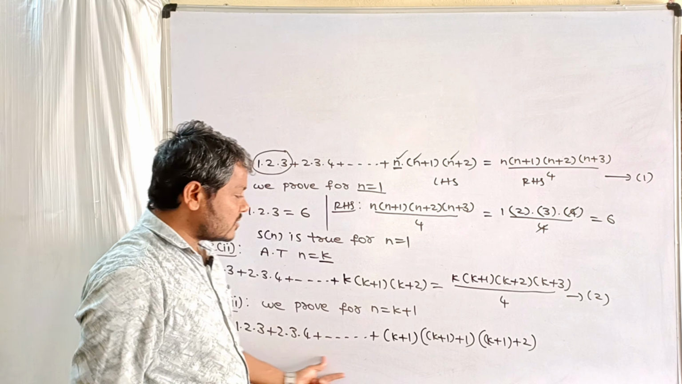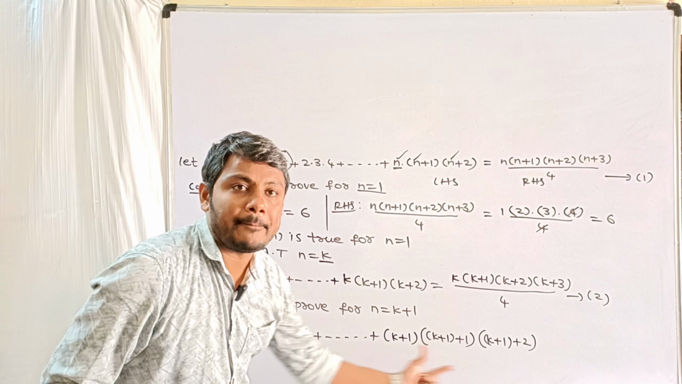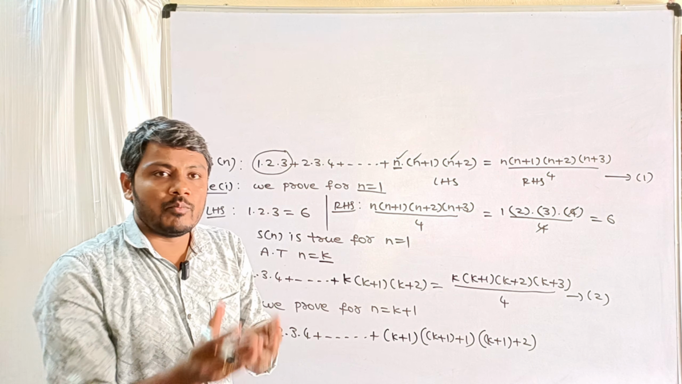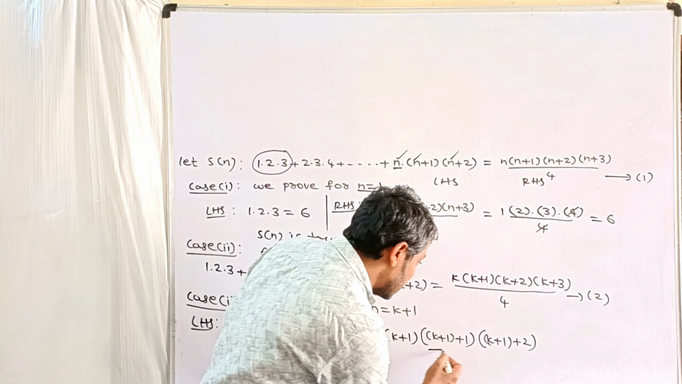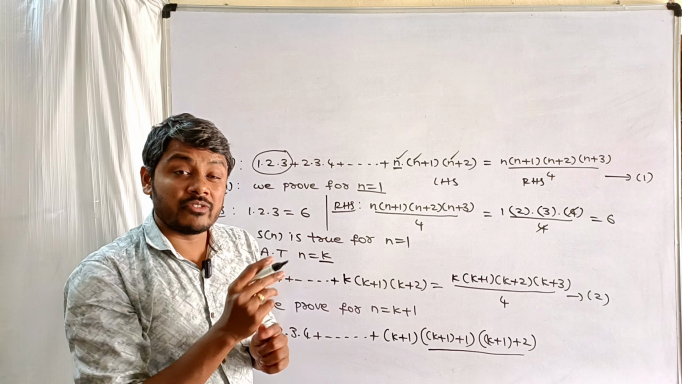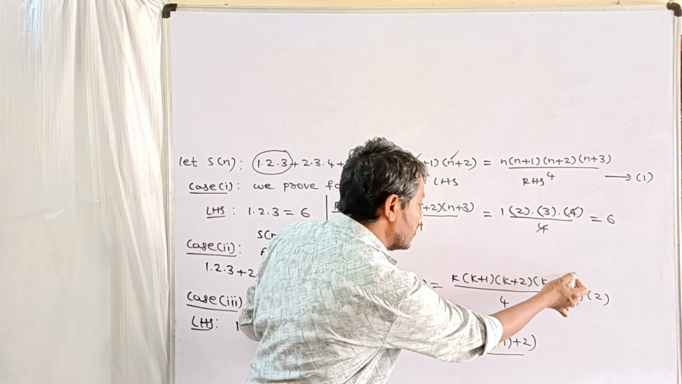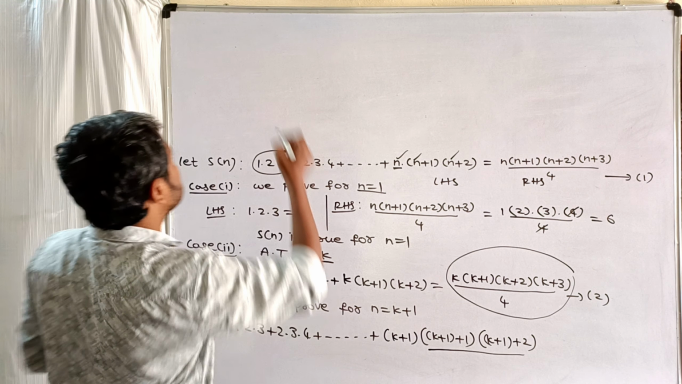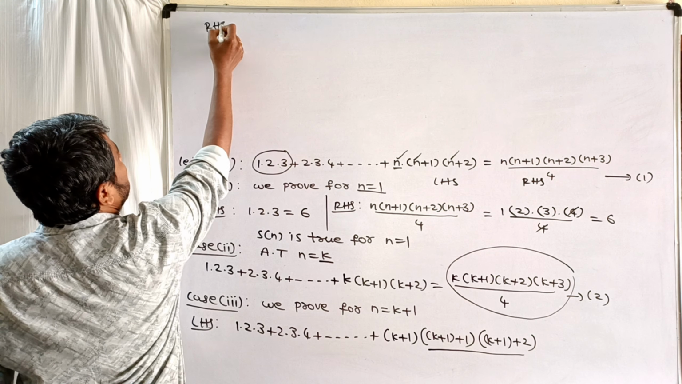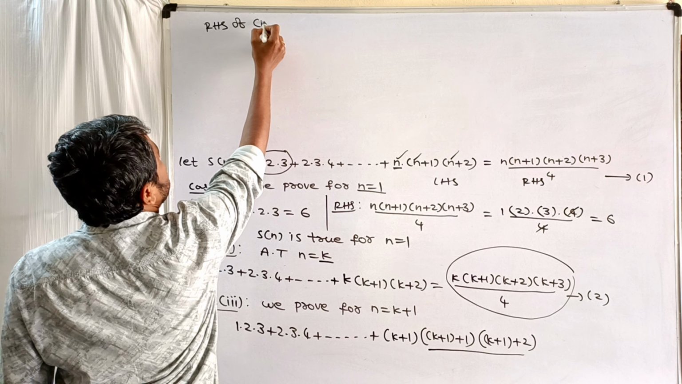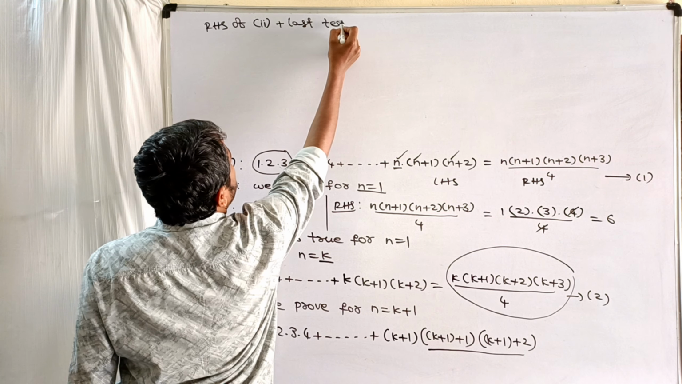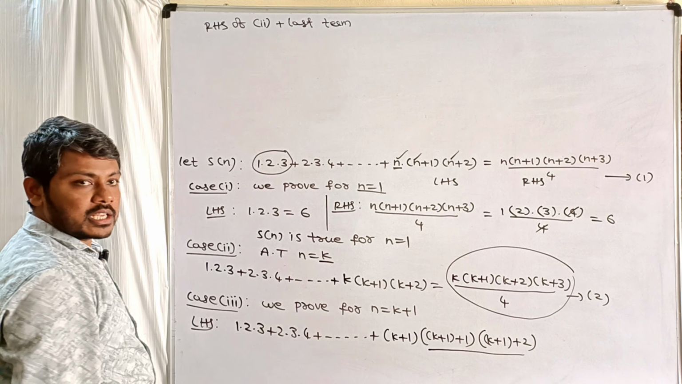So clearly which is what? Sum of the k plus 1 terms. Which can be written as sum of k terms plus last term. Which means RHS of case 2 plus last term. So clearly, what is the RHS of case 2?